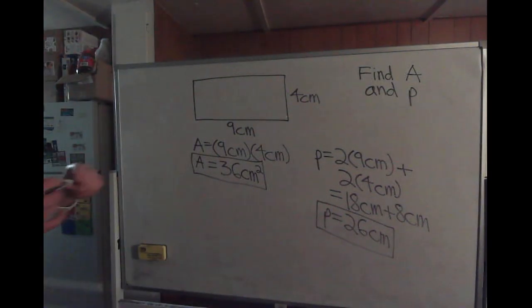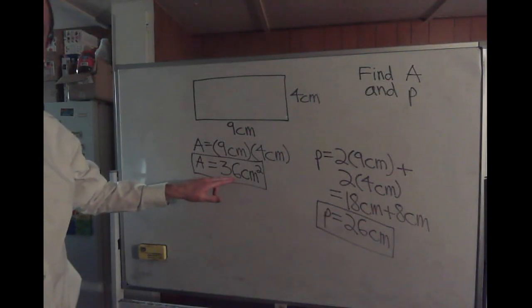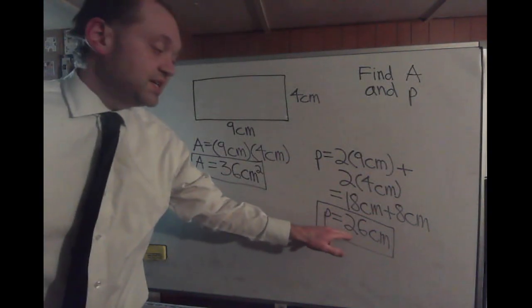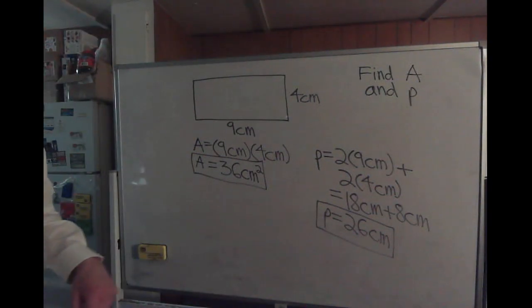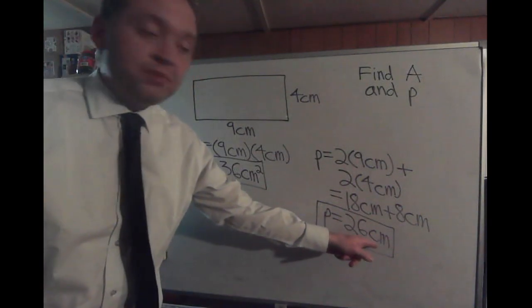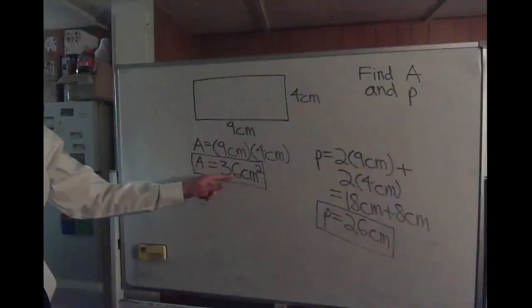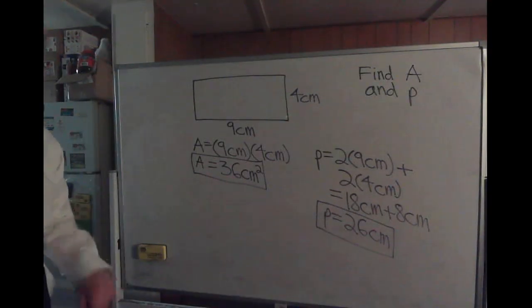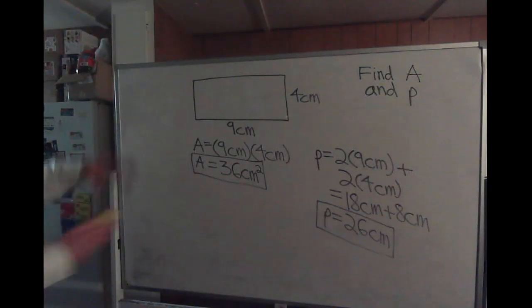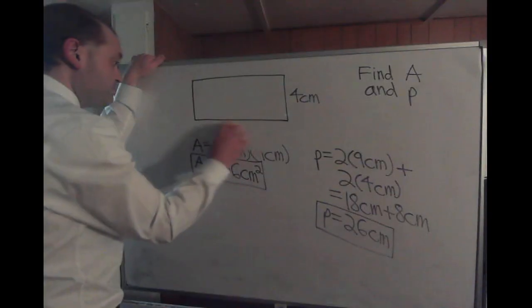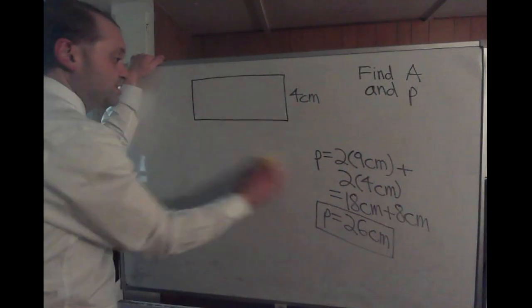So you should get an area of 36 square centimeters and a perimeter of 26 centimeters. Perimeter is always in centimeters, or your unit to the first degree. Area is always in your unit to the second degree. And I have some more examples here of all this. There's even going to be a little bit of algebra with this today.